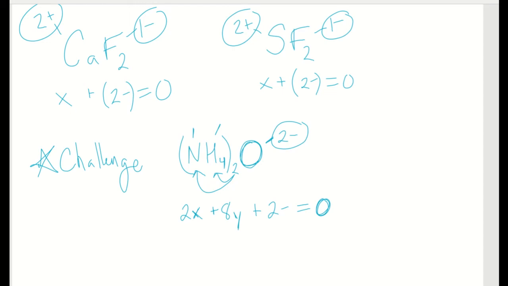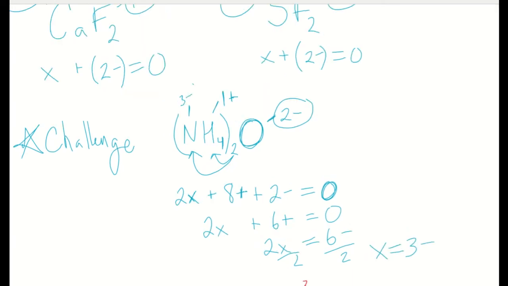Well, hydrogen is normally 1 plus. That's pretty typical of hydrogen. So I'm going to make this 8 plus for these hydrogens. So now at this point, you just got to solve for x. This is an algebra problem. So we get 2x plus 6 plus equals 0. So we're going to minus 6 on both sides. So 2x equals -6. Divide by 2. X is equal to 3 minus. So N is equal to 3 minus.